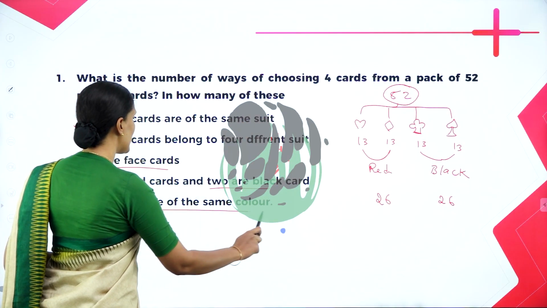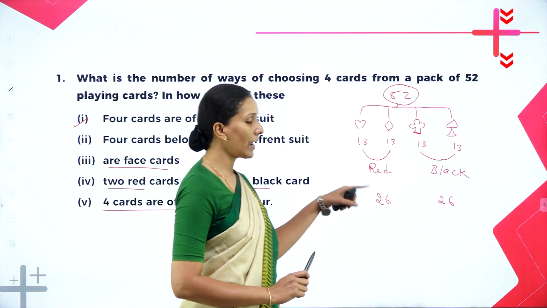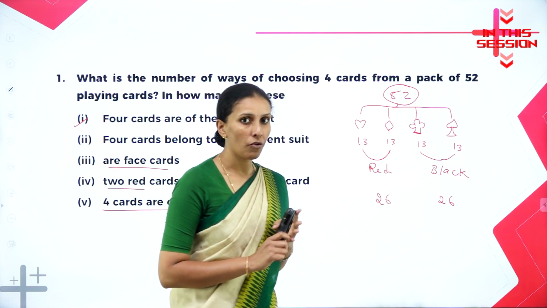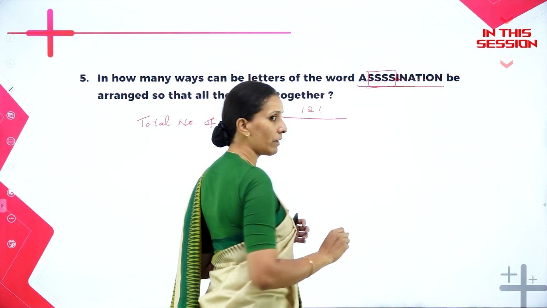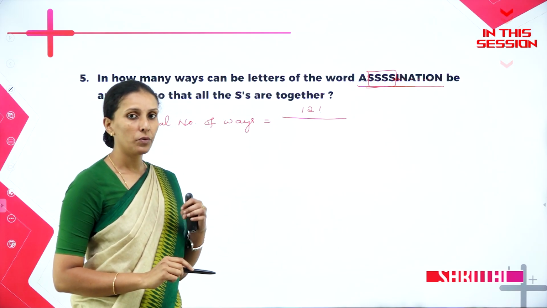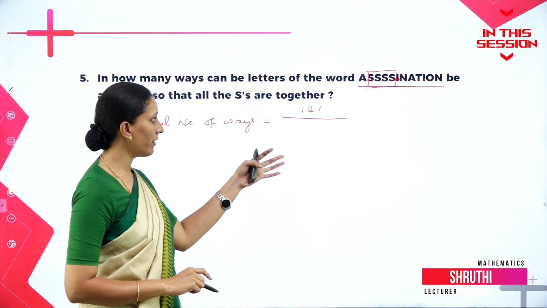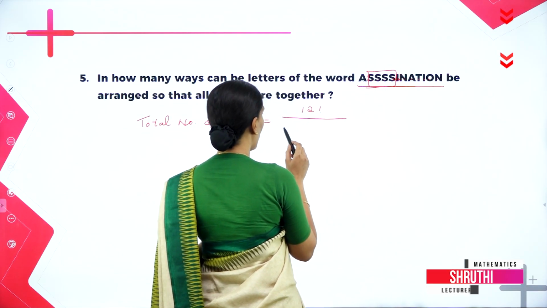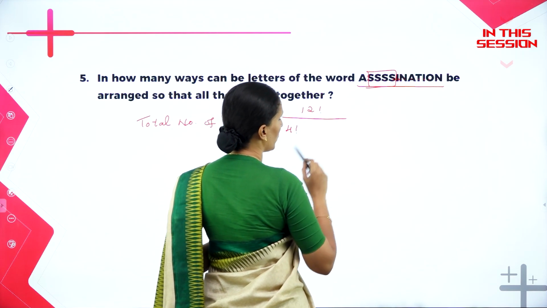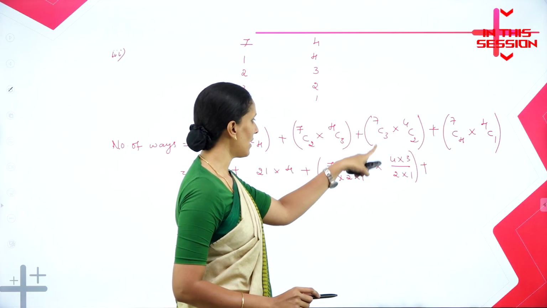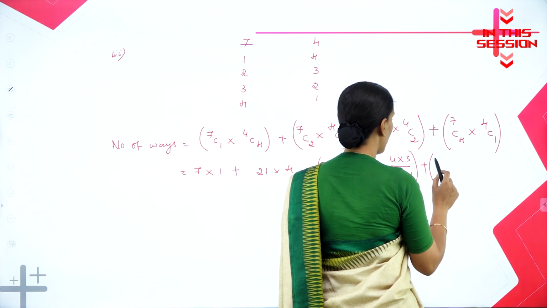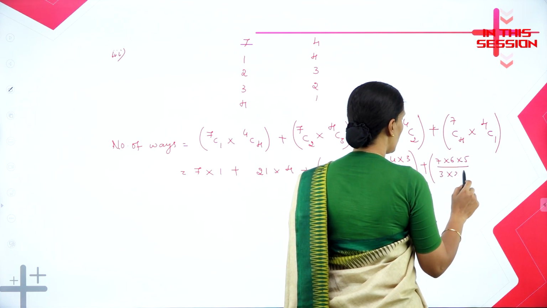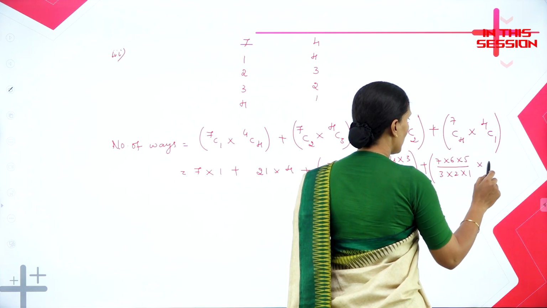4 cards are of the same color. So that means either I need to choose 4 cards which are red, or I need to choose 4 cards which are black. And whenever we have any object which is repeated n number of times, we need to divide by the factorial. So we know here S is repeated 4 times, so divided by 4 factorial. 7C4 is same as 7C3. So therefore this can also be written as 7 into 6 into 5 divided by 3 into 2 into 1, and 4C1 is 4.